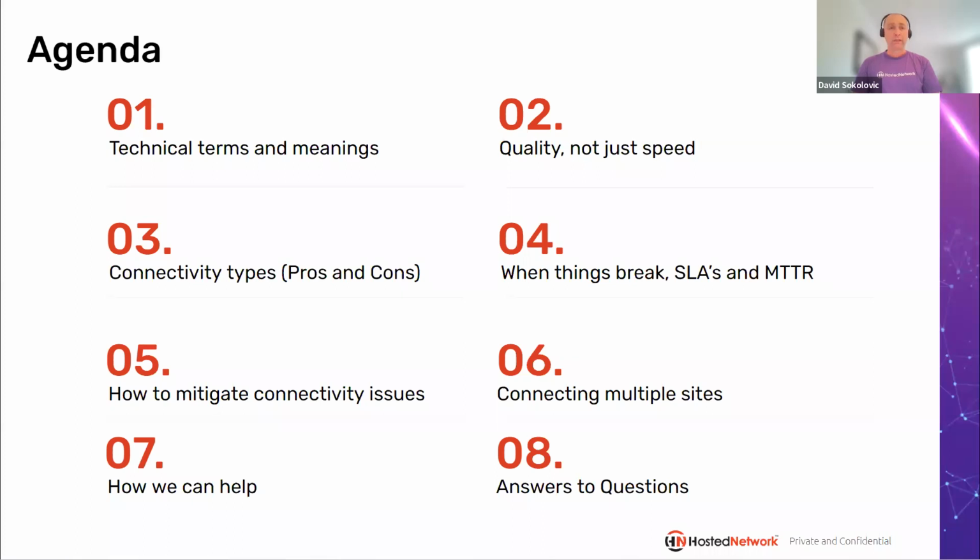We'll go through a few things. Firstly, we'll go through some technical terms and their meanings. We'll talk about quality, not just speed, being important. We'll go through some connectivity types and some pros and cons of each one as well. We'll also talk about when things break, service level agreements, and mean time to repairs. We'll also talk about how to mitigate connectivity issues. We'll talk about connecting multiple sites. I'll also go over how we can help at Hosted Network, and then I'll answer any of your questions at the end.